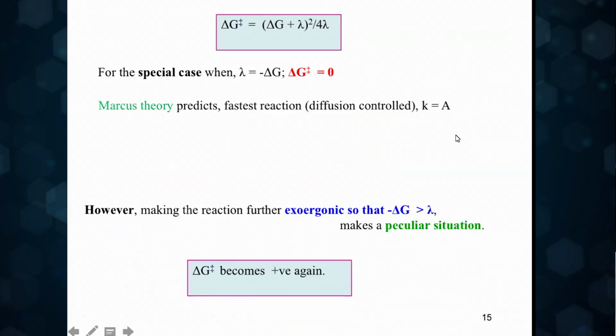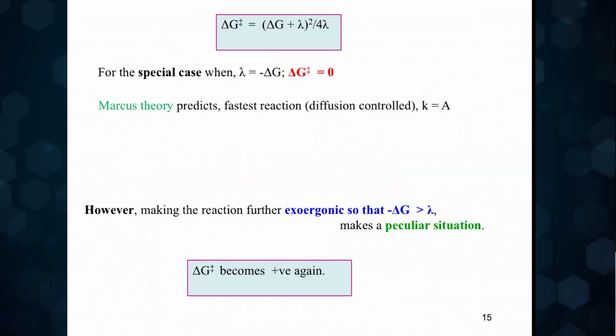As it turns out, that's not all of Marcus theory. Marcus theory also tells a very specific case. Now consider the case here. When will the activation energy of a reaction be 0? Well, Marcus says the activation energy of a reaction will be 0 when the free energy of the reaction is going to be negative of the reorganization energy. So in the case when lambda is equal to minus ΔG, this term will go back to 0. In other words, you are going to get the free energy of activation to be 0.